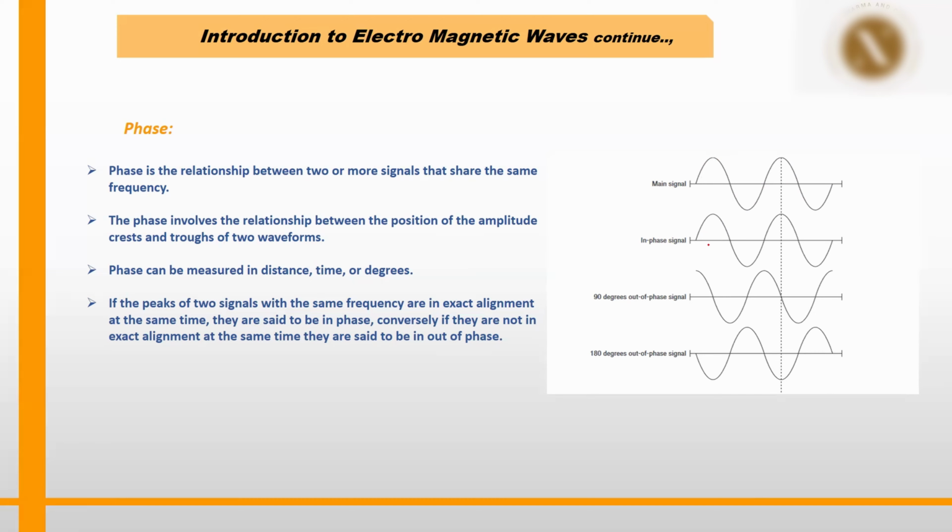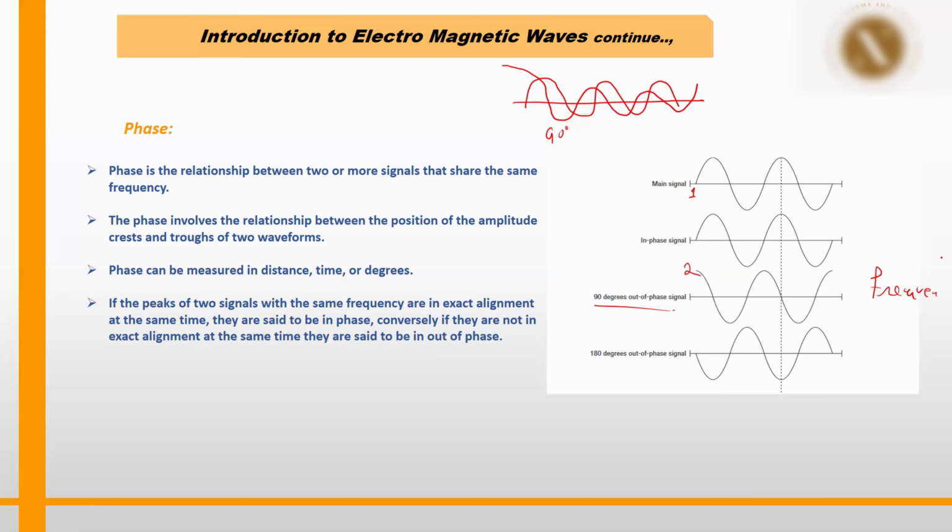If a wave is 90 degrees out of phase, for example, you start a wave like this. This is your main wave. And now one more wave just starts like this. This is 90 degrees out of phase. Why does it happen like this? Because this started at one point in time, and this started at a later time, but they have the same frequency. Just remember, they have the same frequency, but the phase is different.